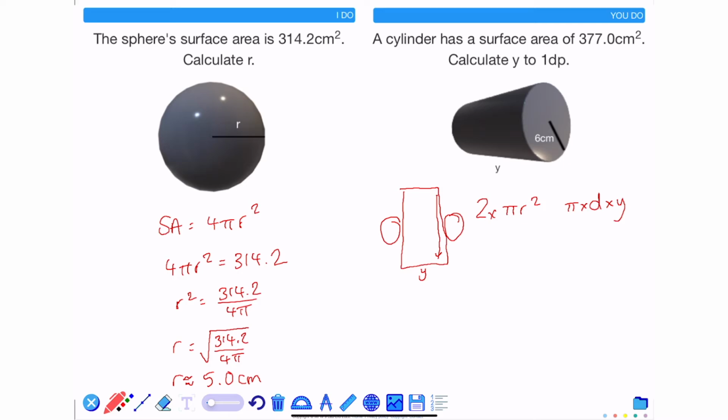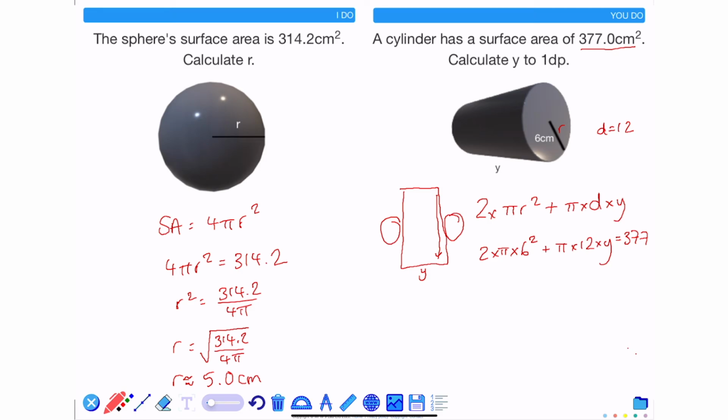So the surface area will be the sum of all of the parts. So substituting in the information I know, that r is equal to 6, d will be double this, so d will be 12, then gives me 2 times pi times 6 squared plus pi times 12 times y. Now I know that because this is the surface area, this will now equal the number that I was given in the question, so 377.